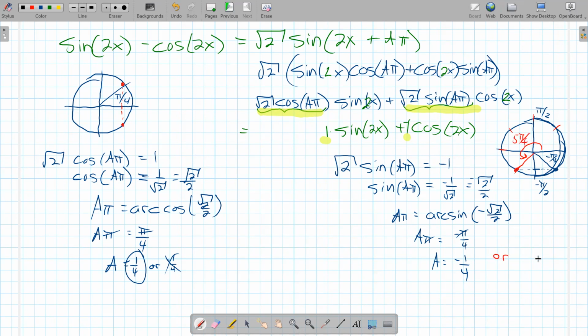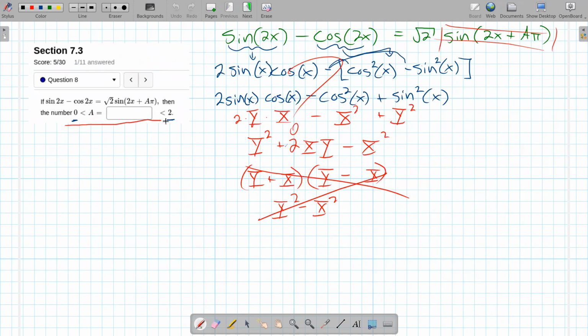So, or we could have a pi equals 5 pi over 4. Divide the pi's out, and we get a could be 5/4. And 5/4 is 1.25, which is definitely in this interval here. Okay, so maybe 1/4, question mark, maybe 5/4, question mark. Let's graph and see which one matches here.